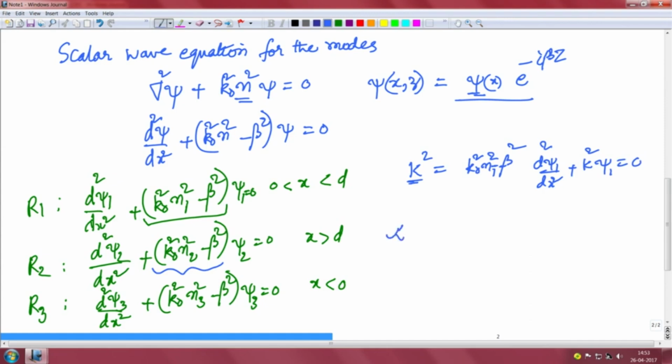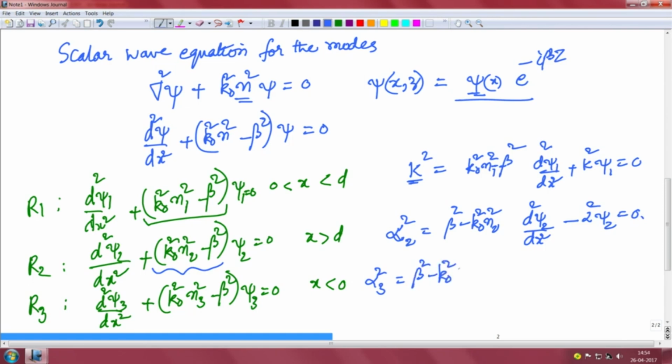And alpha 2, let us define as a positive quantity by alpha 2 square equal to beta square minus k0 square n2 square, so that the equation becomes an exponentially decaying field: d square psi 2 by dx square minus alpha 2 square psi 2 equal to 0. And in region 3 also, let us define alpha 3 square by beta square minus k0 square n3 square, so that the differential equation becomes d square psi 3 by dx square minus alpha 3 square into psi 3 equal to 0.